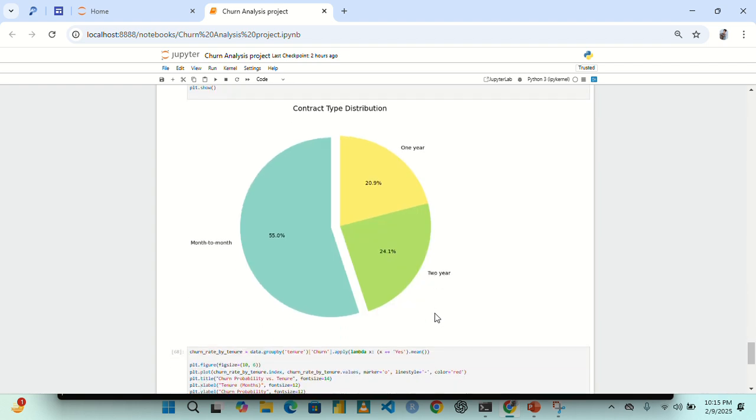Then I make a pie chart according to contract type distribution. What is the distribution according to the contract? For 1 year, there is only 20%. For 2 year, there is 24%. And for month to month, the contract distribution is 55.5%.